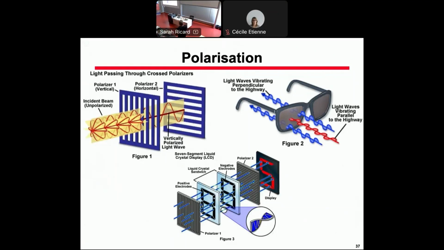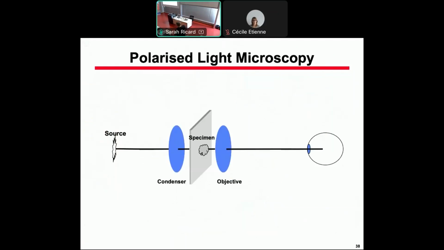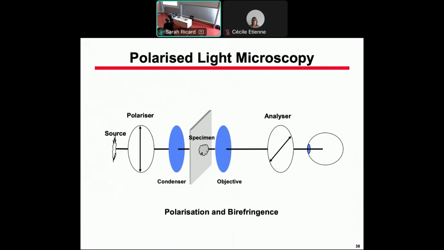Basically, in microscopy we do exactly the same, except that we do not control this. We try to measure what happens in polarizers. So the polarized microscope has a polarizer at the input and a polarizer at the output. The sample induces some changes, and what you measure are so-called polarization states and birefringence.